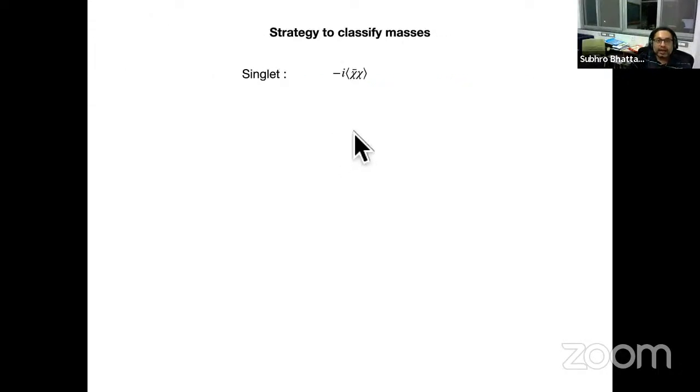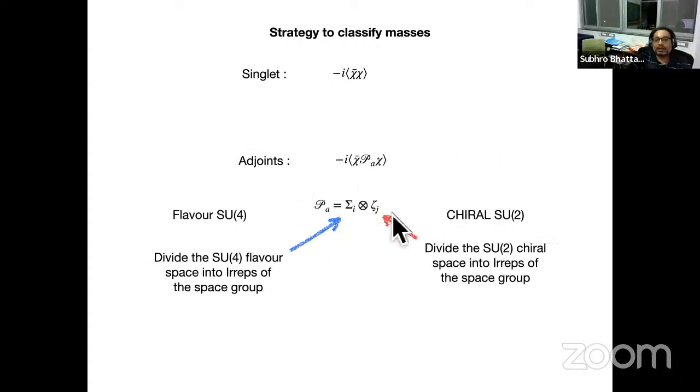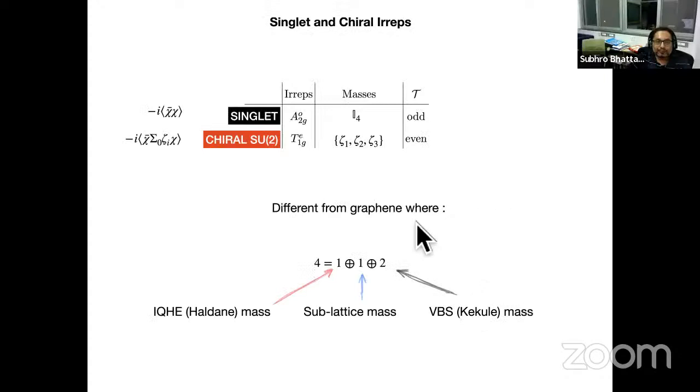Okay, and so then the strategy to classify phases is to take the singlet or the adjoint and think about how these bilinears transform under various irreducible representations of the microscopic symmetry group. Once we have that, for all the 64 masses, we can arrive at the conclusion as to what kind of symmetries they break, or what the resultant phases are.